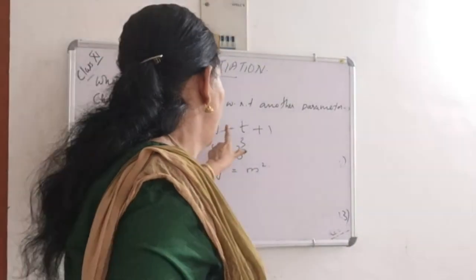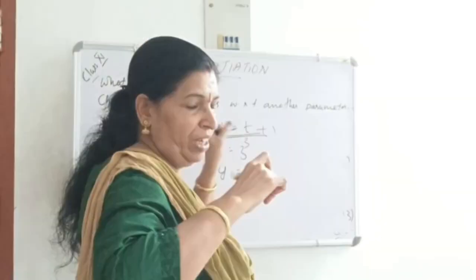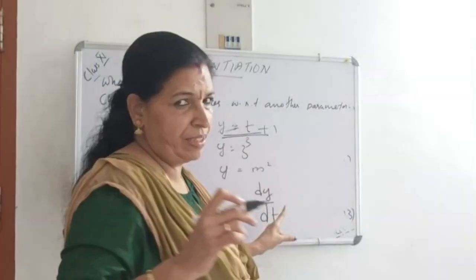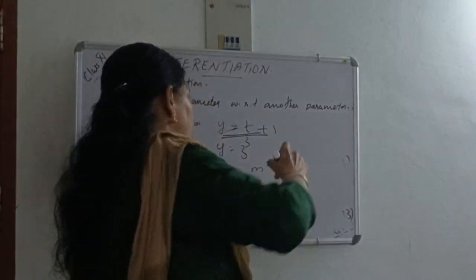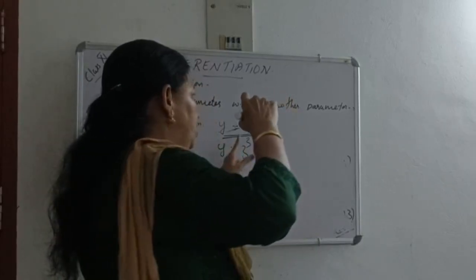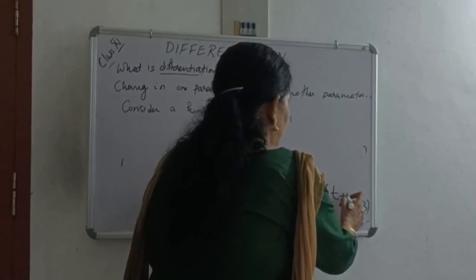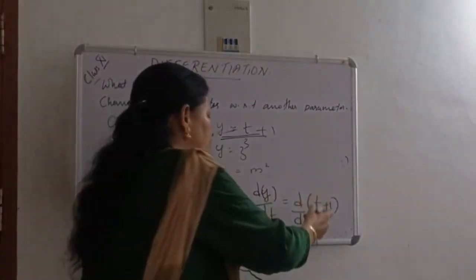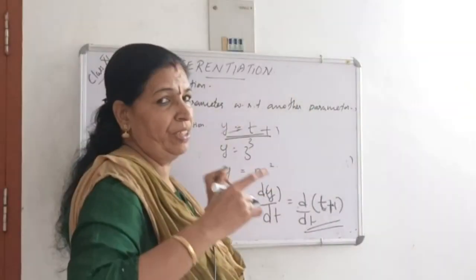Consider three functions where y and t are the parameters. Then for the process of differentiation, we take dy by dt instead of dy by dx, because here the other parameter is not x but t. The derivative of y with respect to t, that is d by dt of this function t plus 1. Therefore this is a function in t. Then the d by dt of t plus 1 is known as the derivative.